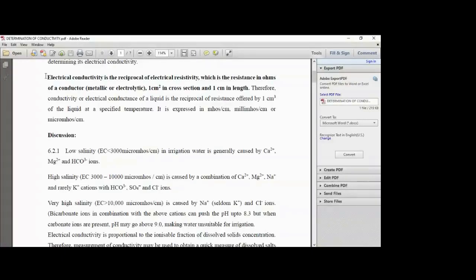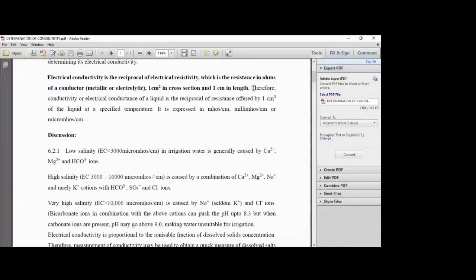And now, what is the definition of electrical conductivity? Electrical conductivity is the reciprocal of the electrical resistivity, which is the resistance in ohms of a conductor of 1 centimeter square in cross-section area and 1 centimeter in length, right? So now we are going to measure the electrical resistance of a conductor having a cross section of 1 centimeter square and a length of 1 centimeter. So the volume comes out to be 1 centimeter cube, right?